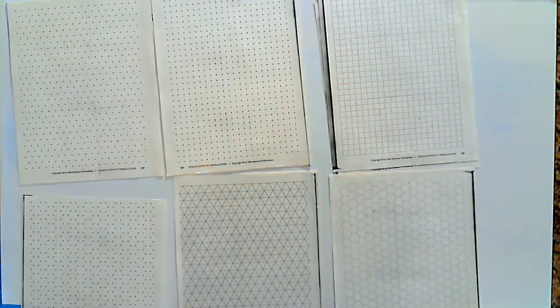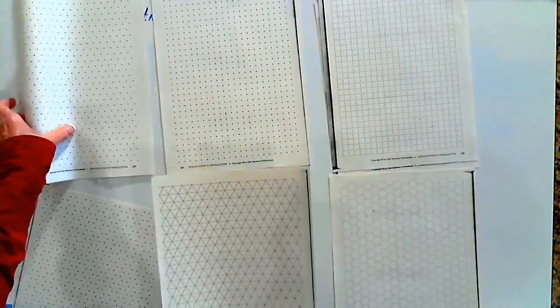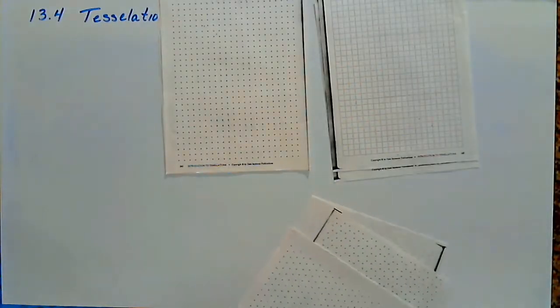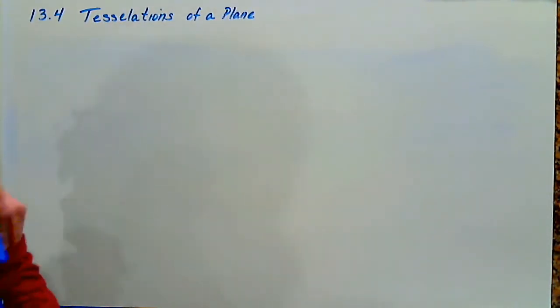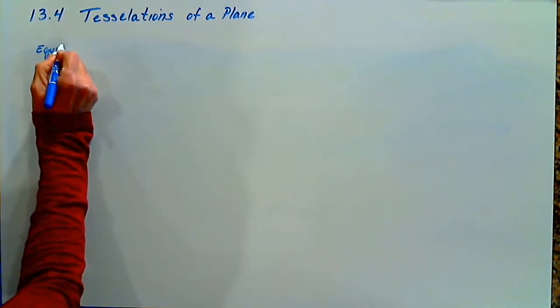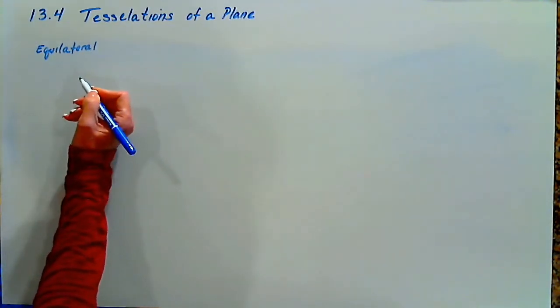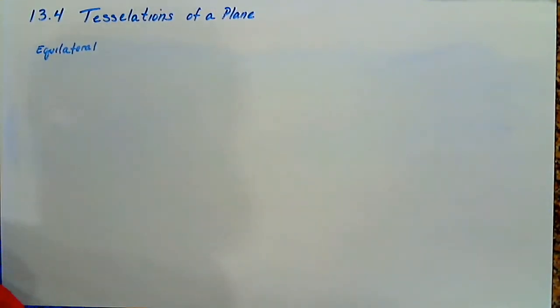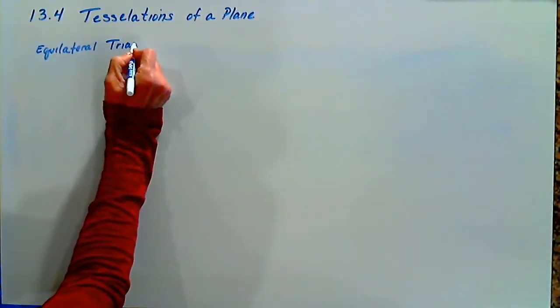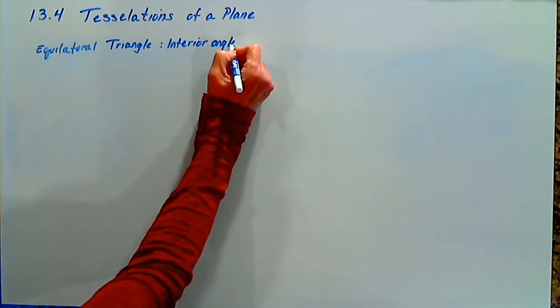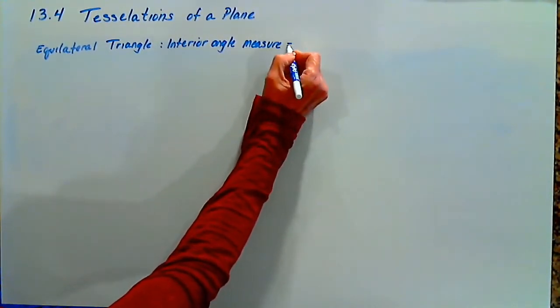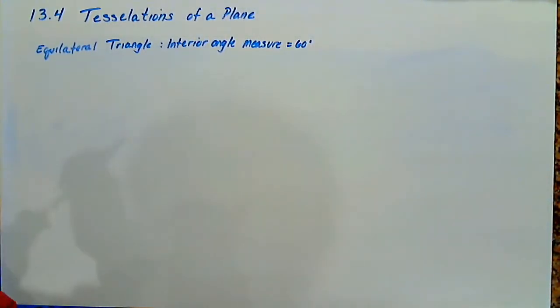So I'm going to write that down again and take a look at this. Now I want to show you how I started my classes, having them create some tessellations. All right. So again, what have we got? We've got the equilateral triangle. I'm going to switch pens. That one's pretty worn out. Whose interior angle measure is 60 degrees.